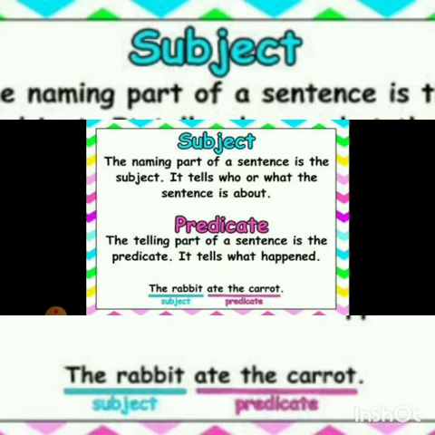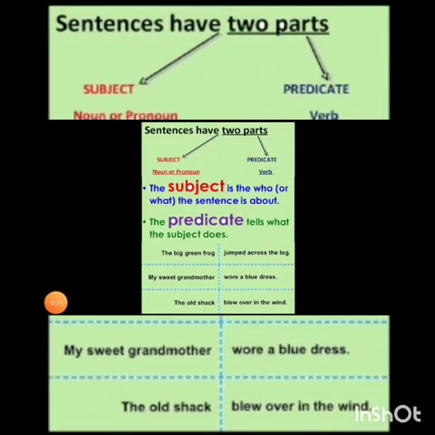Okay, here the subject comes along with the article the. So look at this. A sentence has two parts. One is subject, another one is predicate. Subject may be a noun or pronoun. Predicate starts with a verb. The subject is the who or what the sentence is about. The predicate tells what the subject does.